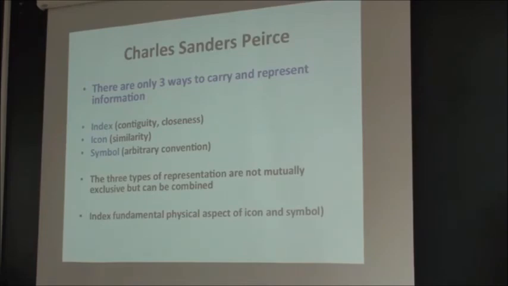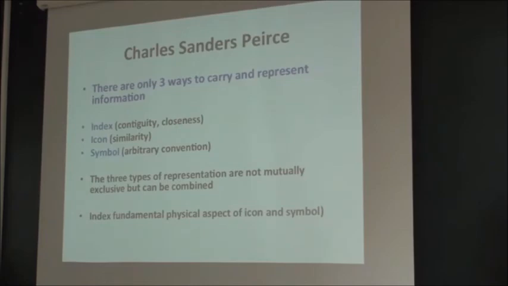Okay? The second type is similarity based, or if you want to speak more technically, homomorphism, isomorphism in the perfect case. So this is a picture. If you have a picture of something, of course, if you have a picture of the car, it represents the car. And it represents the car by similarity. That's not the same thing as causality or index.